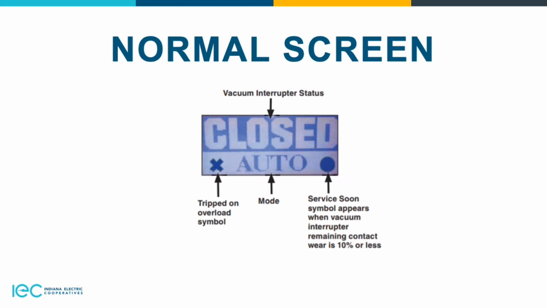You'll have a closed or open on the vacuum interrupter status. The mode will change from auto to NR, which is your non-reclose. Also, there's an overload, which is the X symbol to the left, and then Service Soon means your contact wear is below 10%.